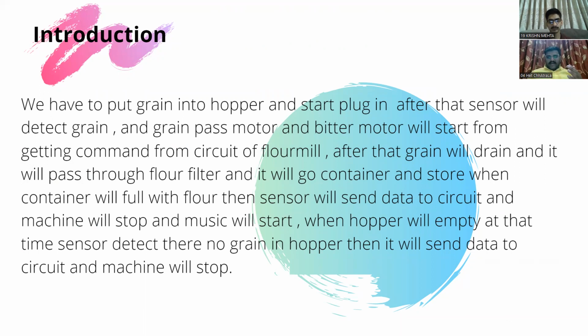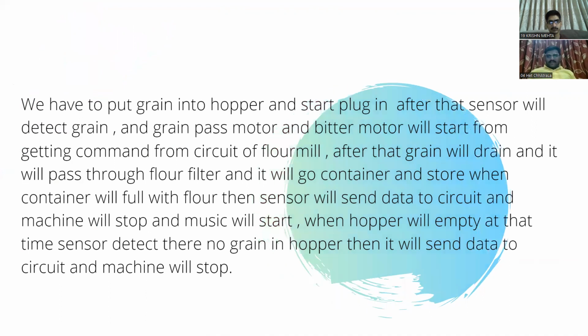So here we get an acknowledgement, and when the hopper is empty, the sensor will detect that there is no grain in the hopper, then it will send the data to the circuit and the machine will stop automatically after 2 minutes.